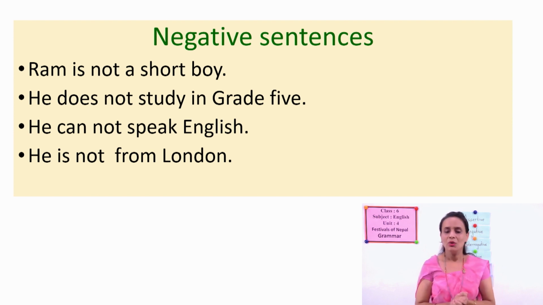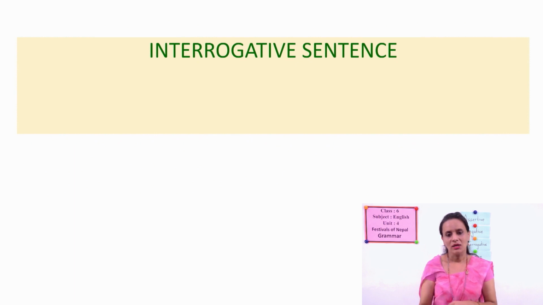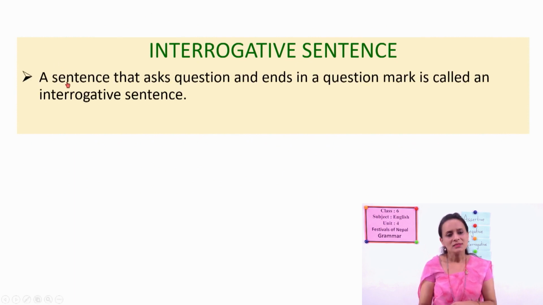Okay, let's see it. What is an interrogative sentence? A sentence that asks questions and ends in a question mark. Assertive sentences and negative sentences end in a full stop. But a sentence that asks questions and ends in a question mark is called an interrogative sentence. They are often called questions also.